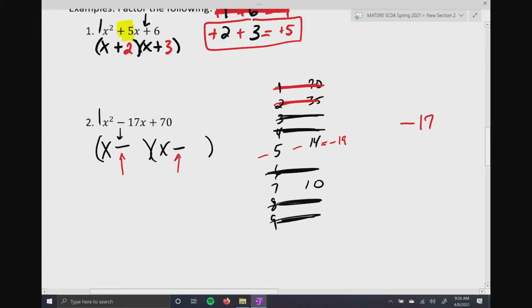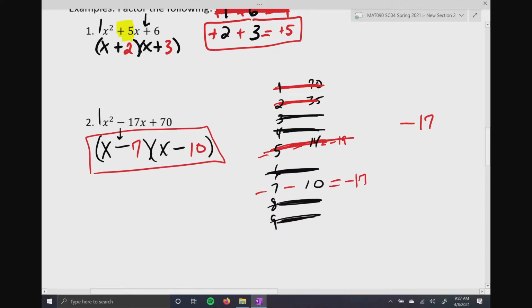Since I already did my signs, I know whatever pair of numbers I pick, they're both going to be negative. So, 5 and 14 doesn't work. Negative 7 minus 10 is negative 17. That's the pair I needed. So, minus 7, minus 10, and I'm done. Does that make sense?